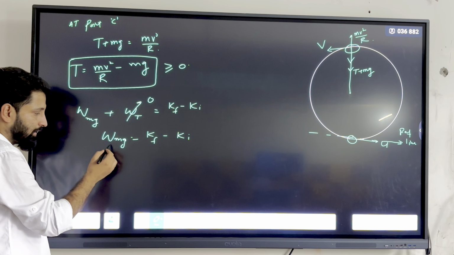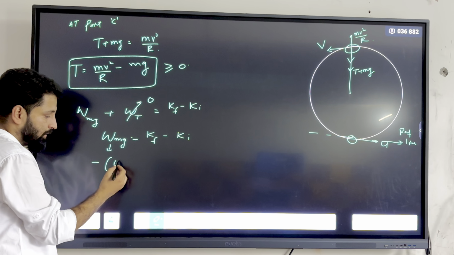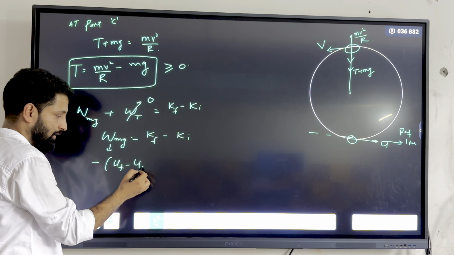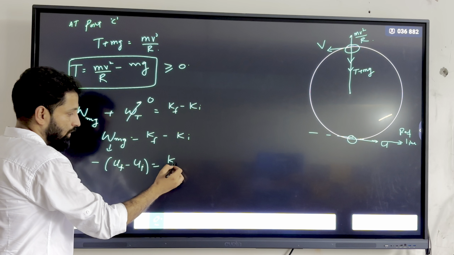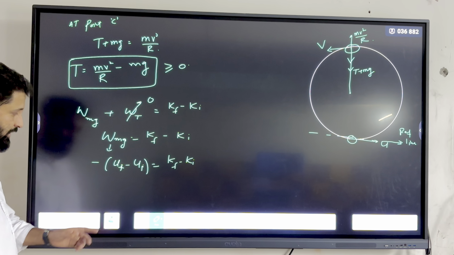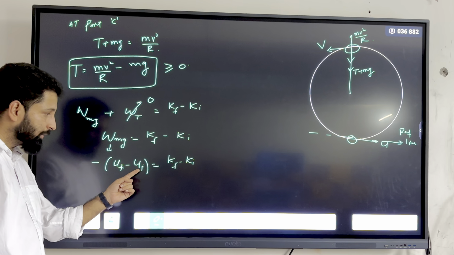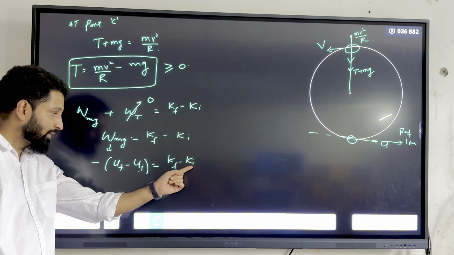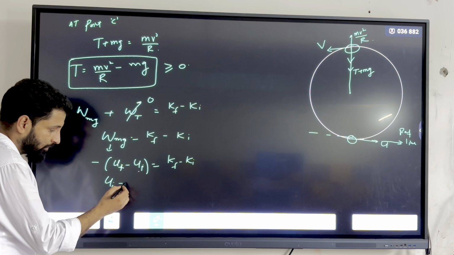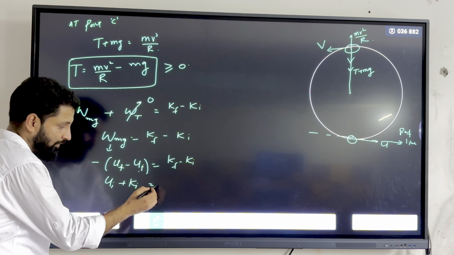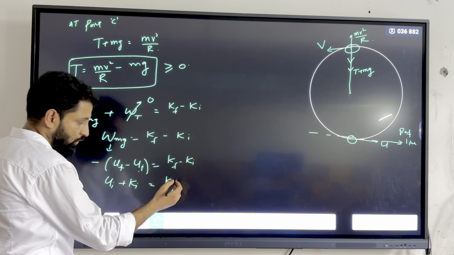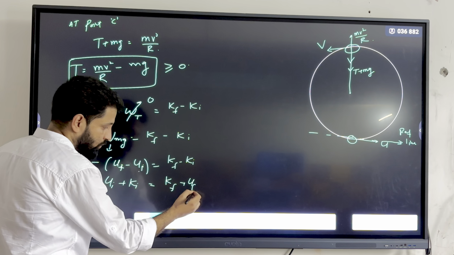So in place of this we can write minus times the change in potential energy. This is U final minus U initial, equal to K final minus K initial. From here I can see that this is plus U initial, this is minus U initial. If I put minus U initial on this side, it will be U initial plus K initial, equal to K final. Here this is minus U final, it will go to this side and become plus U final.